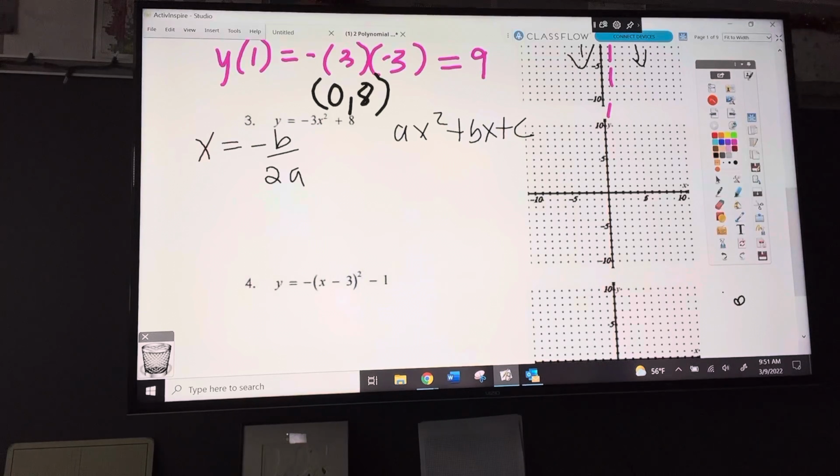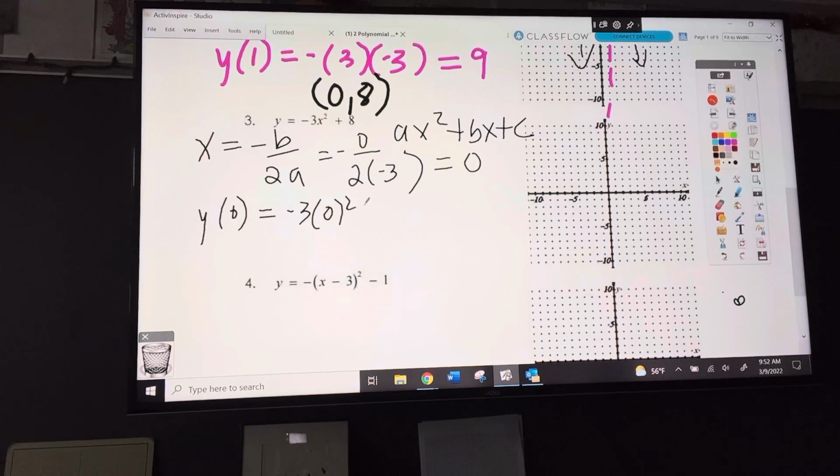In this problem, there's no x. So when I plug in these values, I'm going to get -0 over 2 times a, in this case -3. But it doesn't matter because 0 over whatever that number is, in this case -6, we're just going to get 0. So the x-coordinate of the vertex is 0. And then once we have the x-coordinate, we just plug it in. So it's -3 times 0 squared plus 8, so that's at 0, 8.